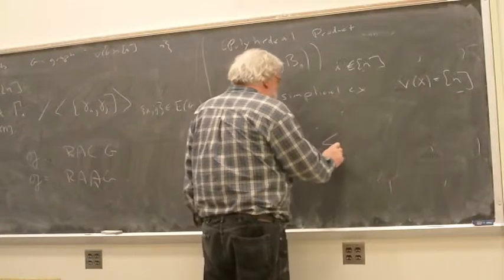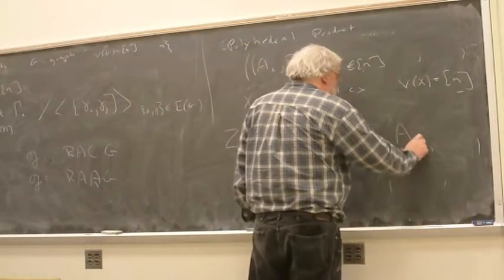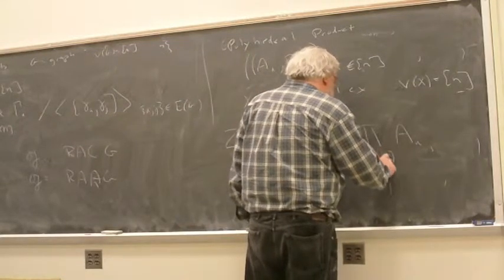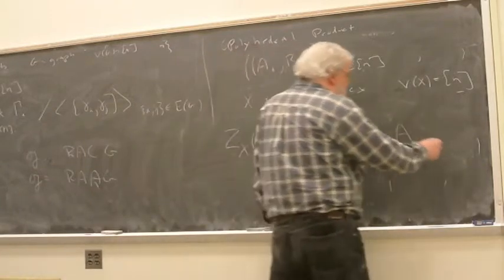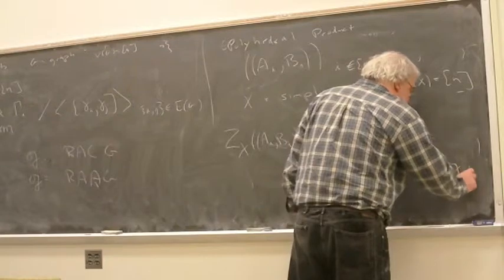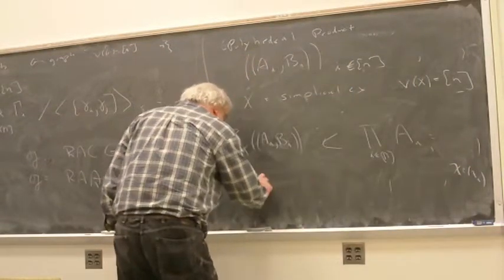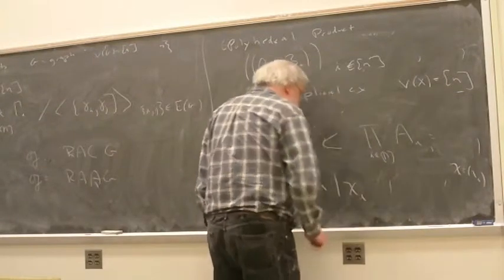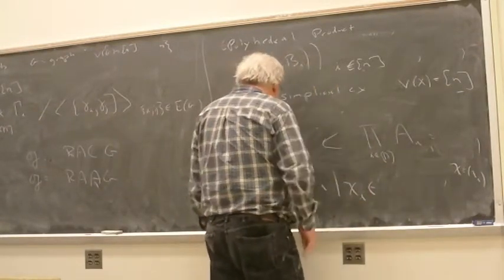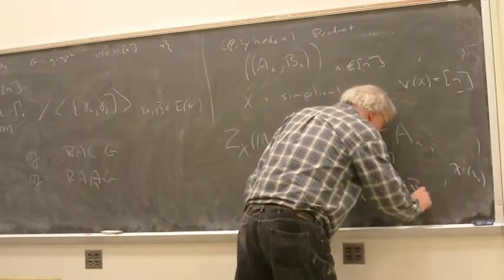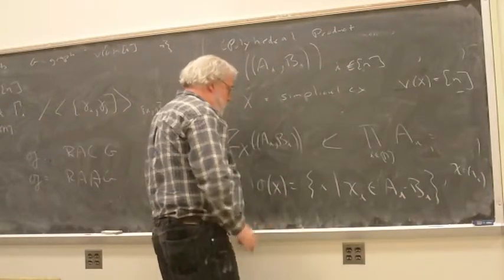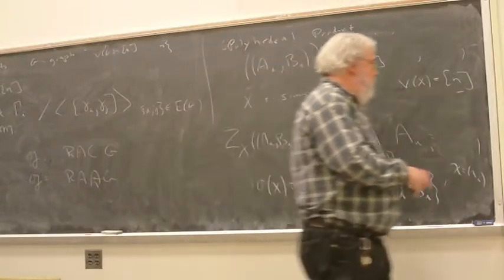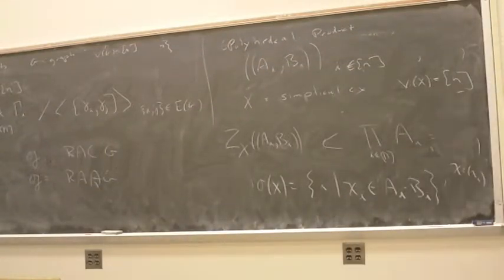Then I'm going to define something, I'll call it Z_X of (A_i, B_i), which is going to be a subset of the product of the A_i's. A point in here I'll say is x, with coordinates x_i. If I have a point in the product, I'll write sigma(x) to be the set of indices i such that the i-th coordinate lies in A_i minus B_i. Are A_i and B_i just spaces? They're just spaces for a minute. Is B_i a subset of A_i? Yeah, B_i is a subset of A_i.